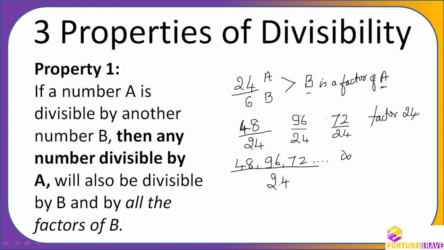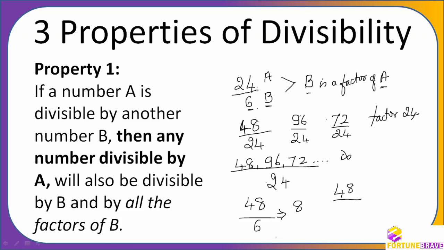So if a number is divisible by 24, it is also divisible by b. That is what it is saying. Whatever number is divisible by 24 is also divisible by 6. Why? Because b divides 24 exactly and 24 divides 48 exactly. So 6 also has to divide 48, because that is the factor. So 48 will also be divisible by 6. 6 8s are 48. And then 48 is also divisible by the factors of 6.